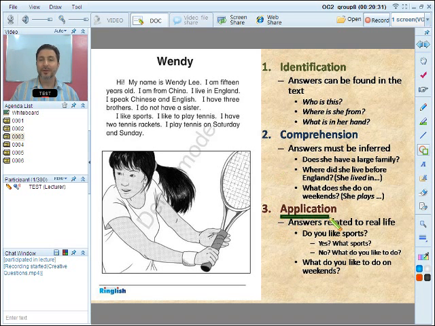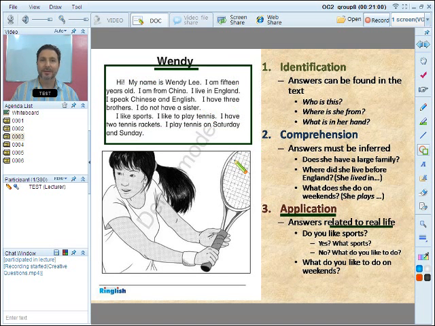Now you're ready to get into what is called the application questions, the creative question application type questions. Now these are the ones that are related to the student's real life or to real life. Okay, so we're no longer talking about Wendy, and we're not asking comprehension questions to check understanding. Now we're asking them to express themselves. How can we relate this lesson to them? And that's what we're doing. And so, question comes out, do you like sports? And so the student will answer that, and you can join them in a conversation.